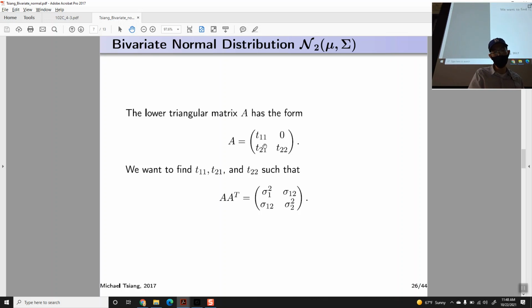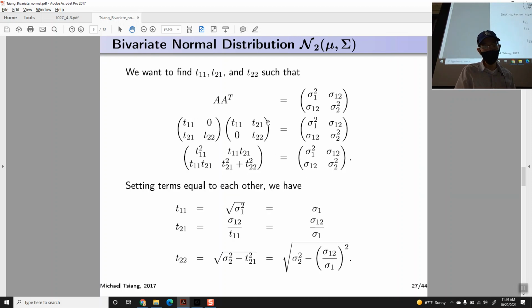We've got these terms in A: T11, T21, and since it's a lower triangular matrix, 0 and T22. We want to pick these values, T11, T21, and T22, such that AA transpose is equal to the sigma matrix that we want. This just involves some linear algebra, and I will leave it to you in your free time to go through the notes to verify that this is the case.